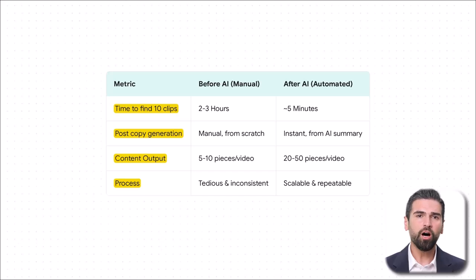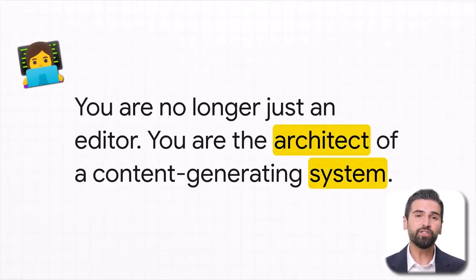This means your total content output can easily jump from 5 or 10 pieces per video to 20, 30, even 50 pieces. And the process goes from being tedious and inconsistent to being totally scalable and repeatable. And this right here, this is maybe the most important part of all. Your role fundamentally changes. You're not just a video editor clicking around on a timeline anymore. You become the architect of a content-generating system. You are building the machine that makes the content.